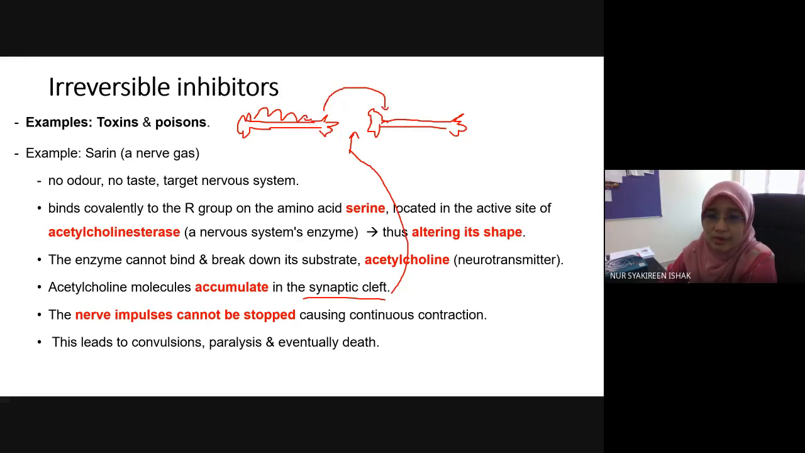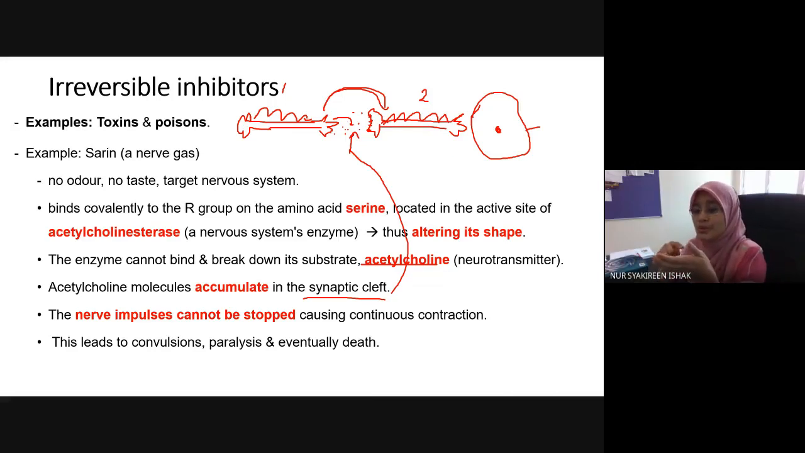In order to allow the impulse to be transmitted from neuron 1 to neuron 2, the first neuron has to release acetylcholine into the synaptic cleft. The acetylcholine will bind to the dendrite of the second neuron. Once it binds, it causes the impulse to be generated in the next neuron until it reaches a muscle cell and causes the muscle cell to contract. But you don't want the impulse to be always transmitted and cause the muscle to always contract.